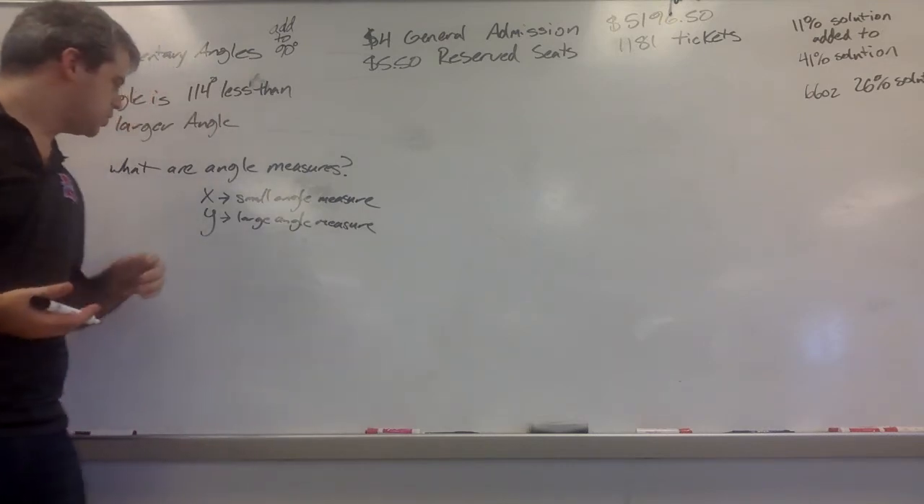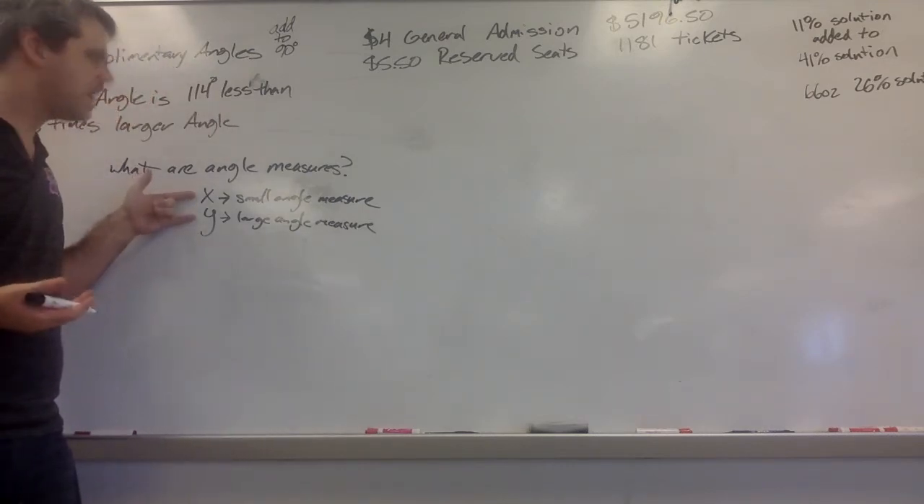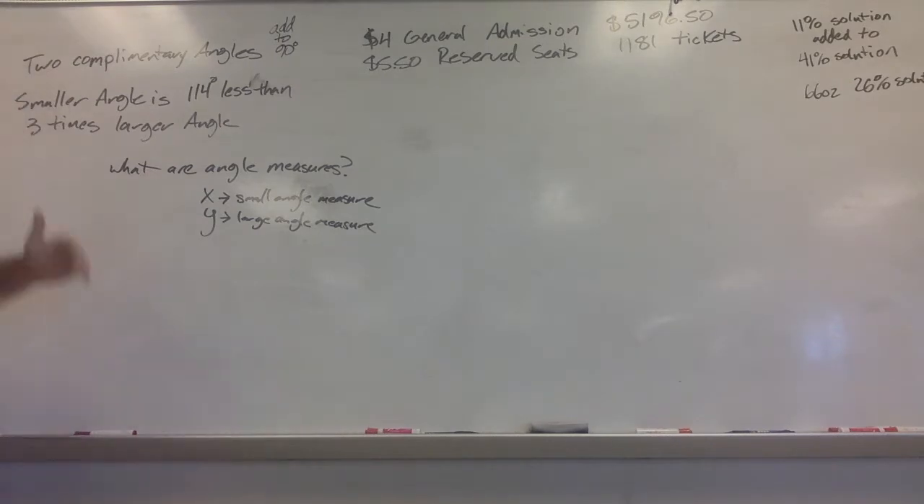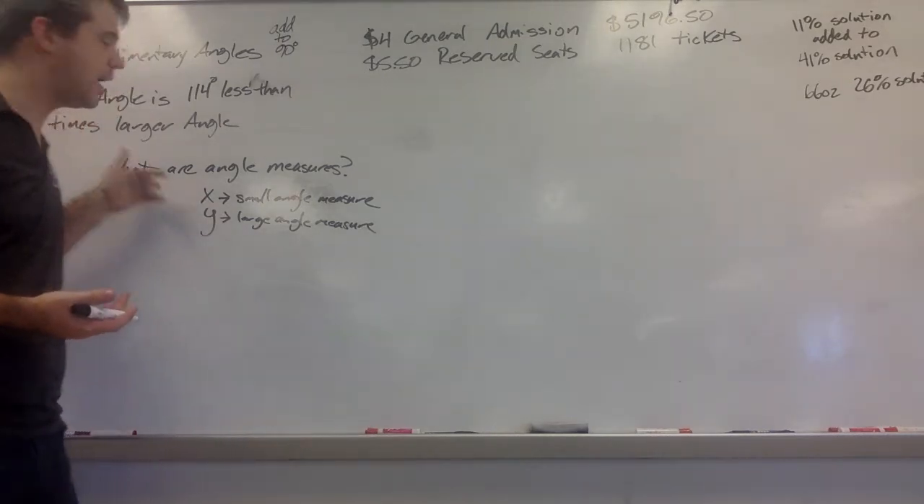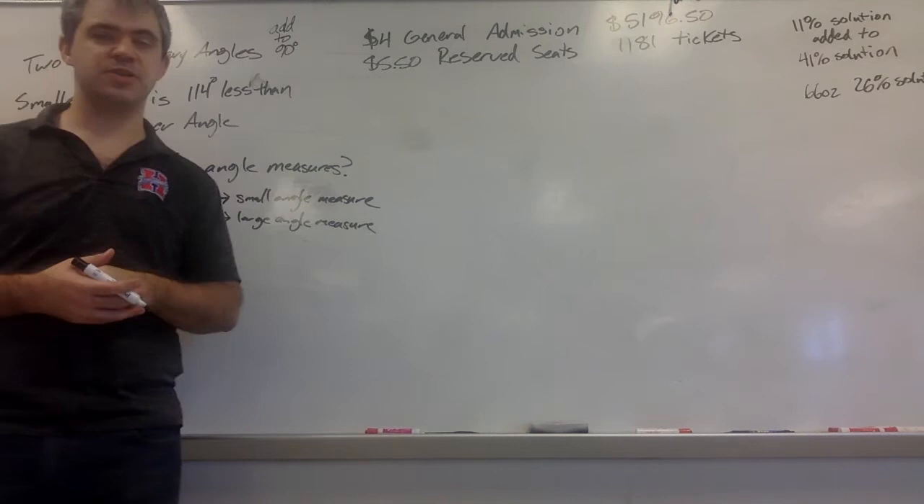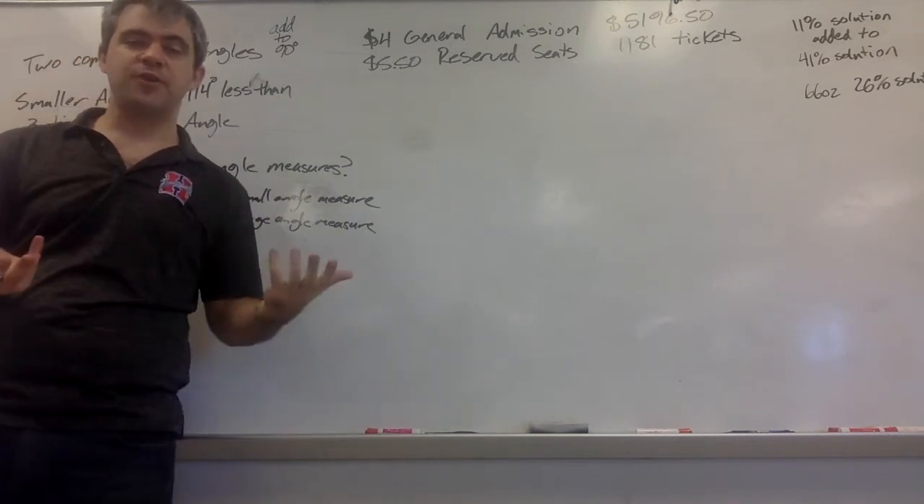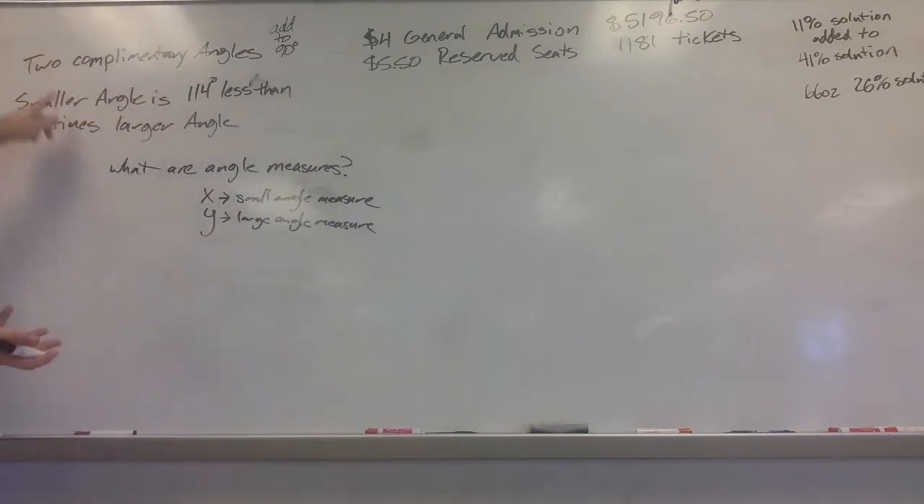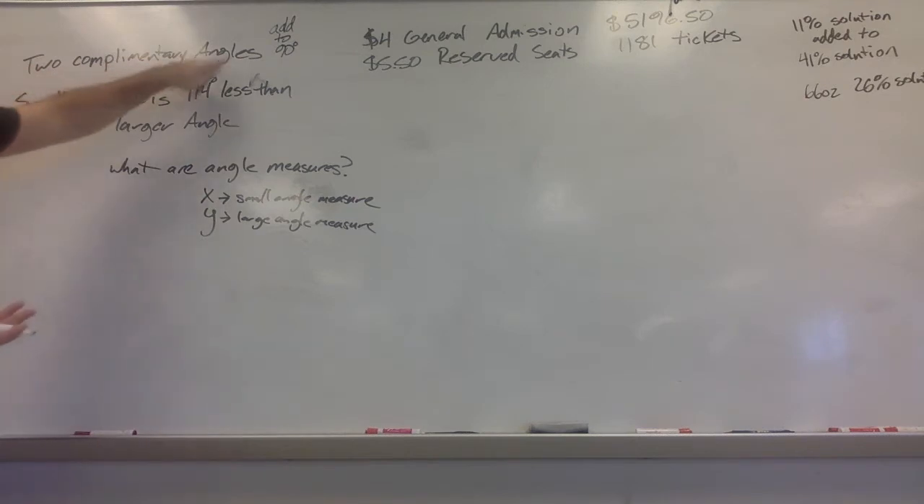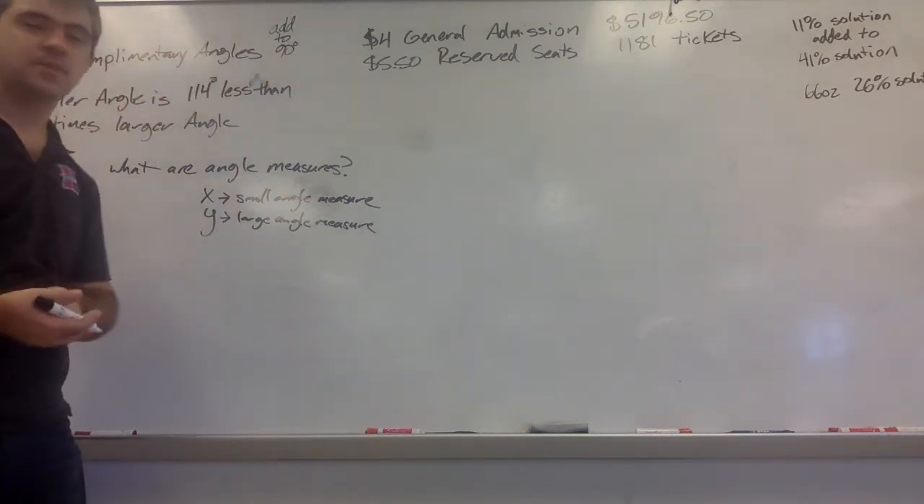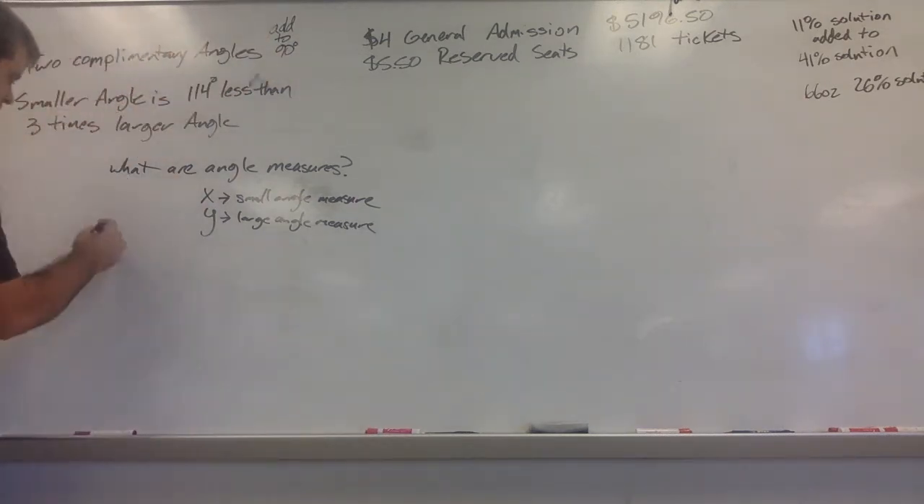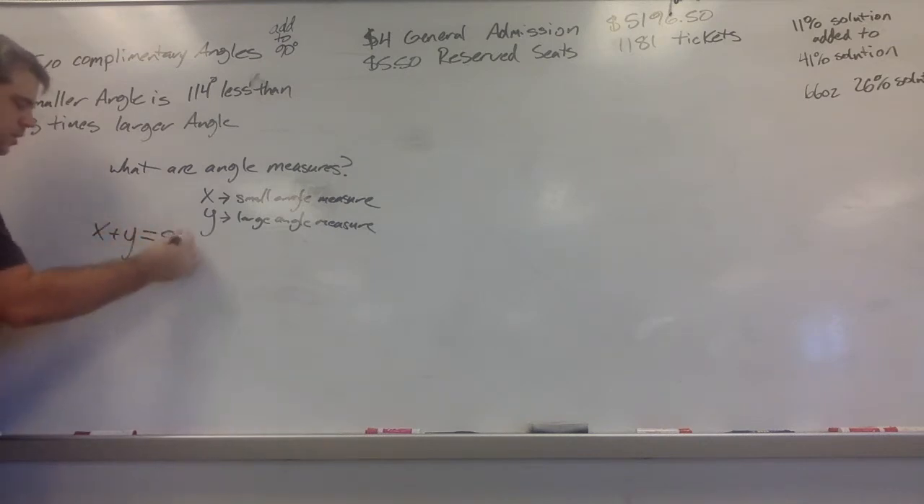Okay, so if you have these, now we should be able to write two equations with x and y using the information that we have. Well, what's the first piece of information we have? It's that these are two complementary angles. They add up to 90. Well, if they add up to 90, then if I take my first one plus my second one, it should equal 90.